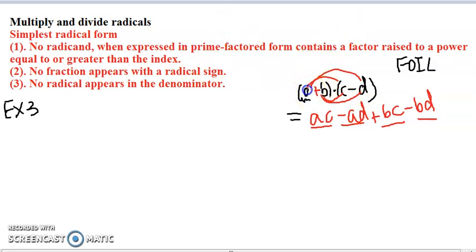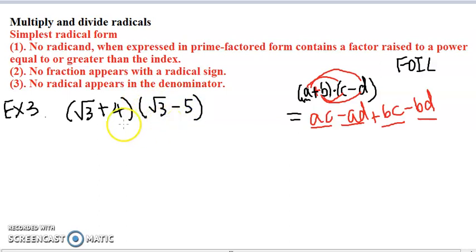Now, for radicals, we have similar questions. So we can look at the example: square root of 3 plus 4, times square root of 3 minus 5. This is very similar to (a + b) times (c − d). It's multiplication between something plus something and something minus something. We cannot add 4 to square root of 3, they're not like terms. One has a radical, one doesn't. The same for radical 3 minus 5, just like we cannot add a and b, or c and minus d.